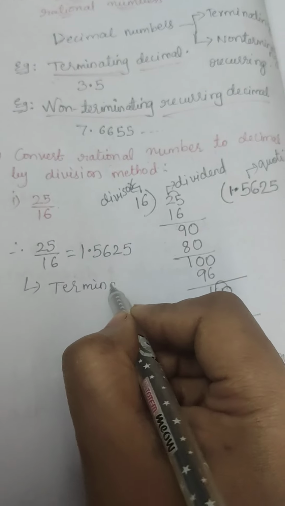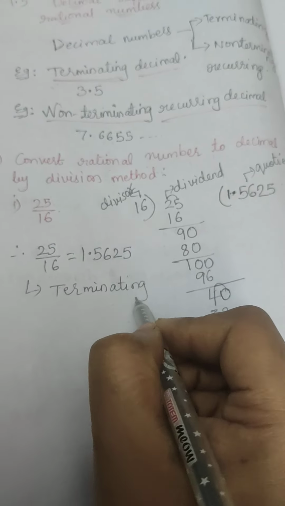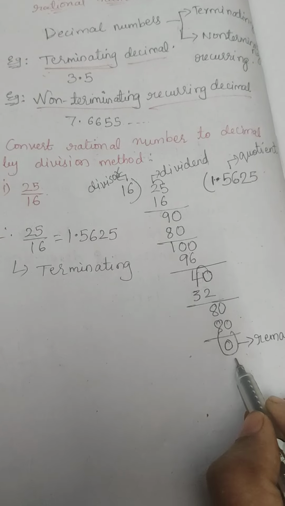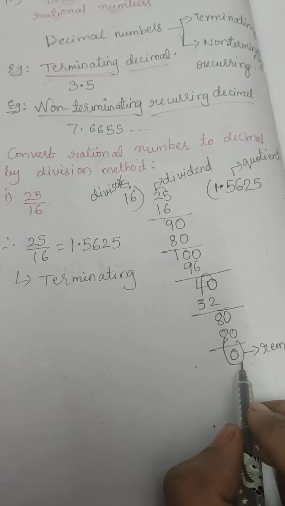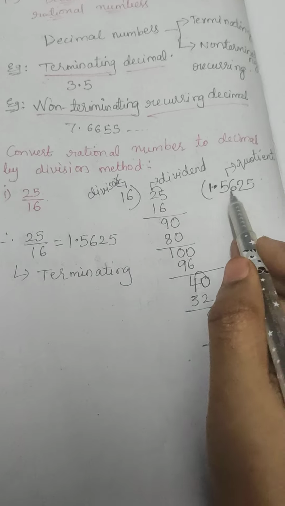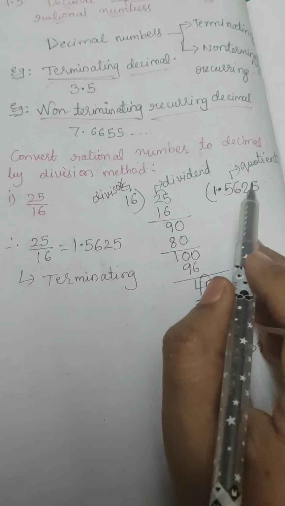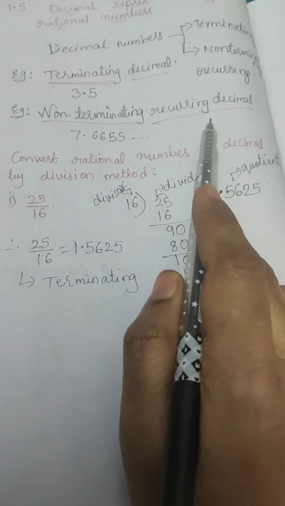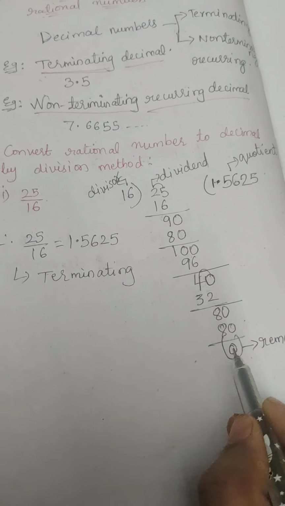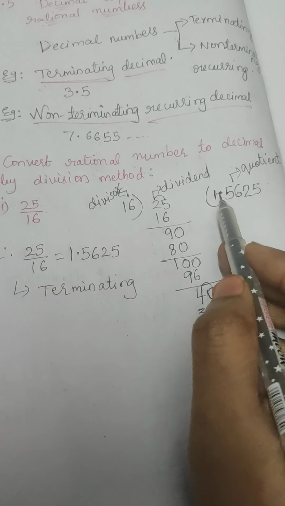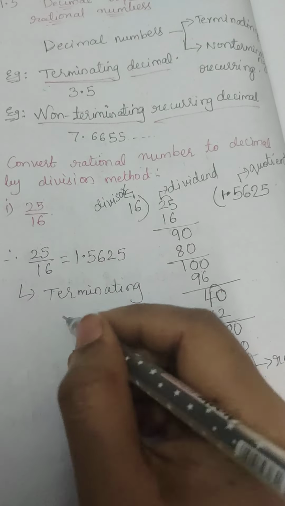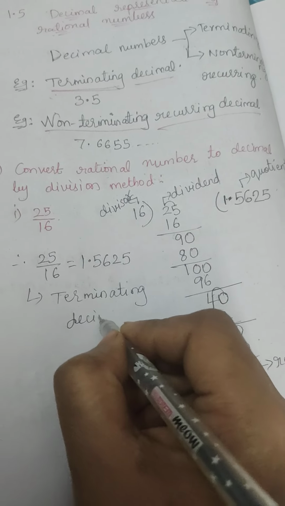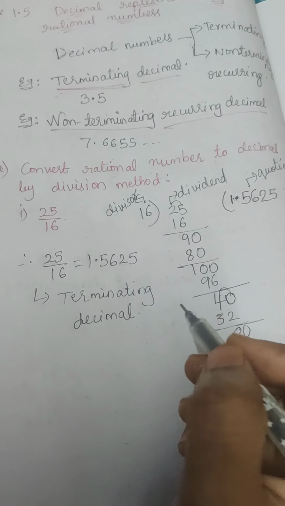This is a terminating decimal since we got remainder 0. If we don't get the remainder 0 and the numbers go on continuing, then such type of numbers are non-terminating recurring decimals. Here we got the remainder 0 and we got the exact value, so this is a terminating decimal.